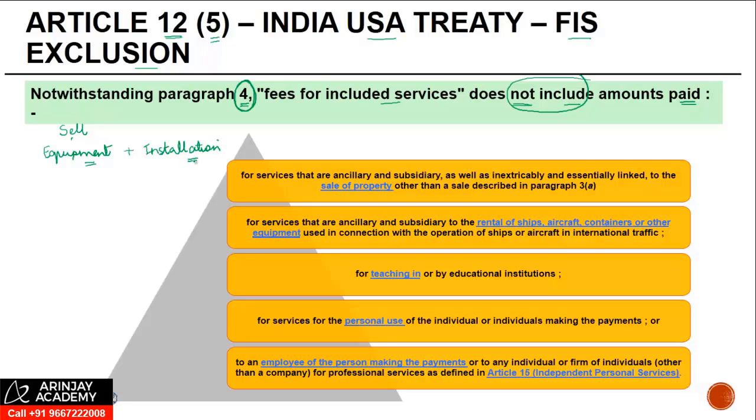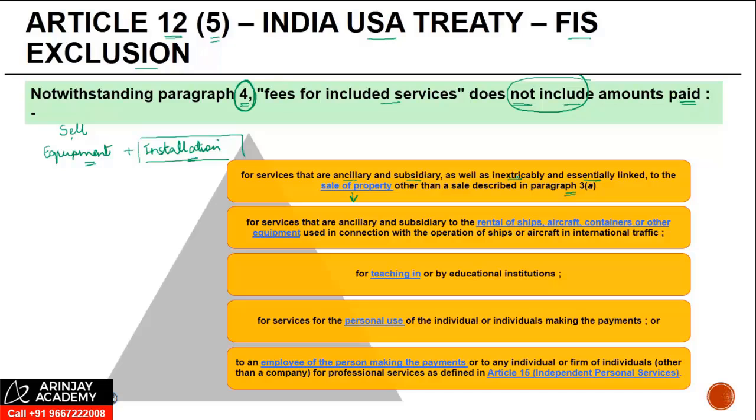Now, these installation services are actually ancillary and subsidiary, as well as inextricably and essentially linked to the sale of property. Because if I do not install a particular property, the buyer may not be interested in purchasing that equipment, right? Therefore, providing these services is an essential part of sale of property. But with sale, other than a sale which is described in paragraph 3A.